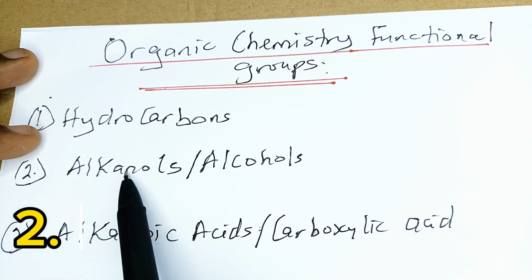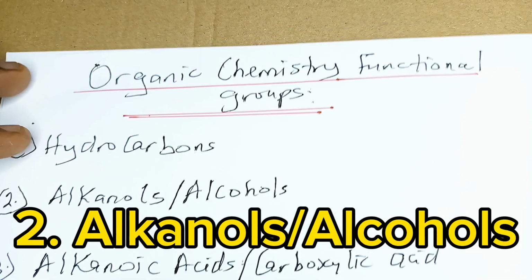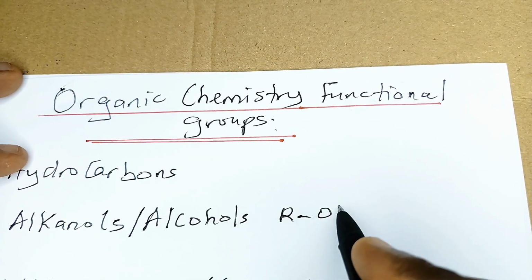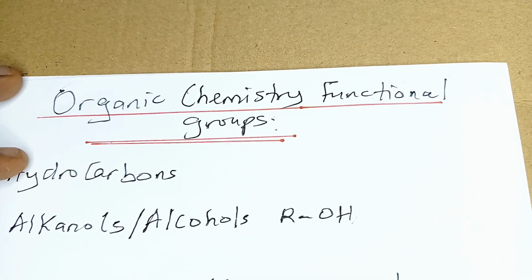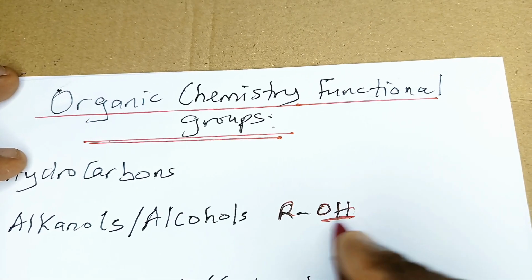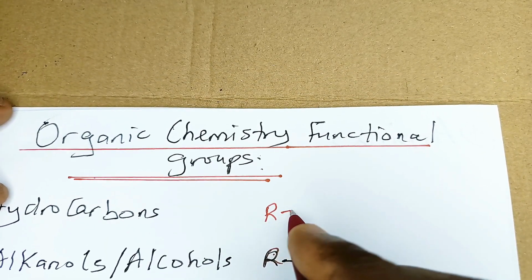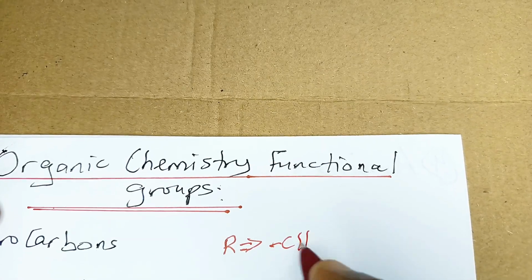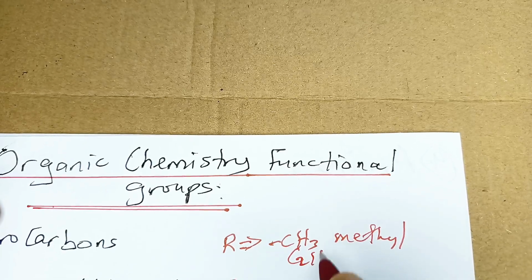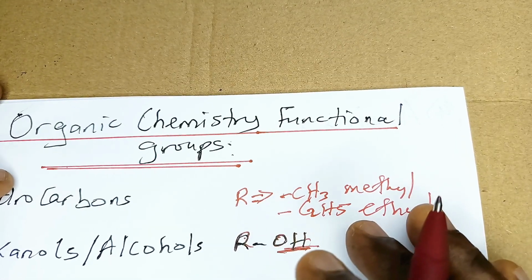The second one is alkanols, generally also known as alcohols. The functional group of these is when you have R joining with OH. The presence of this OH is what makes it an alkanol. This R represents an alkyl group. The alkyl group, R, can represent CH3, which is called methyl, or C2H5, which is called ethyl, and it goes on and on like that.